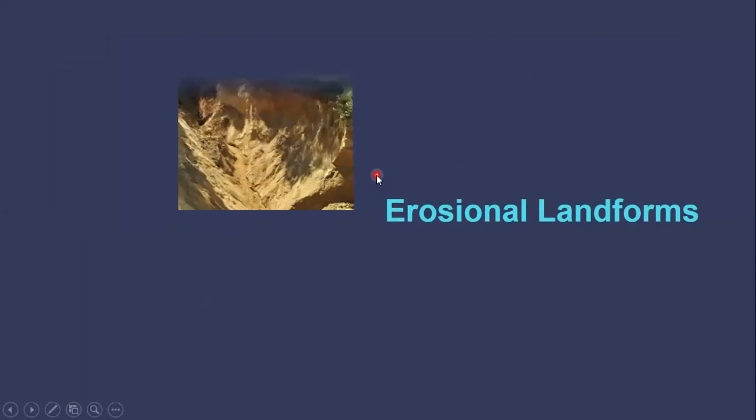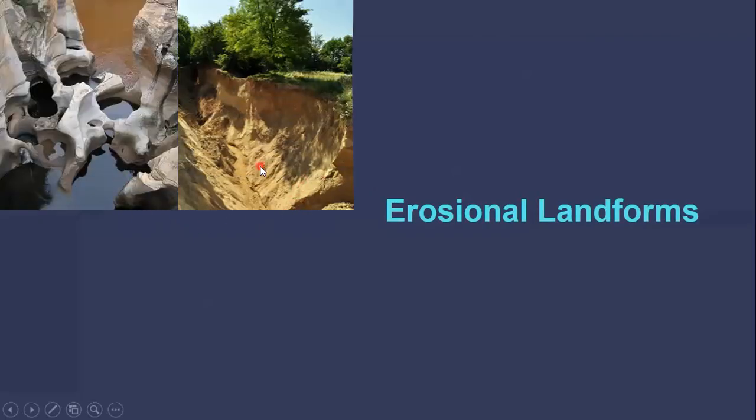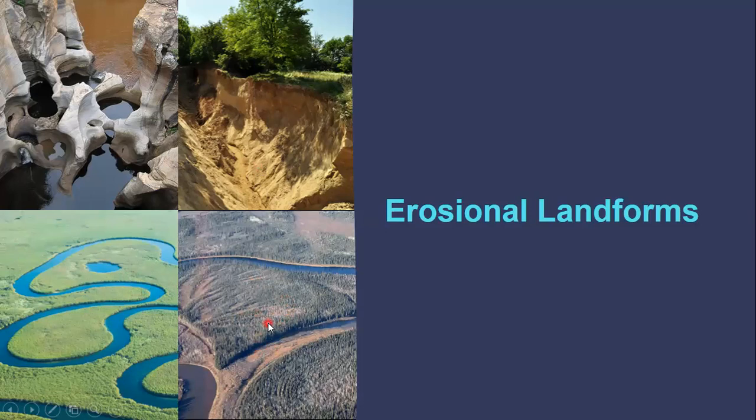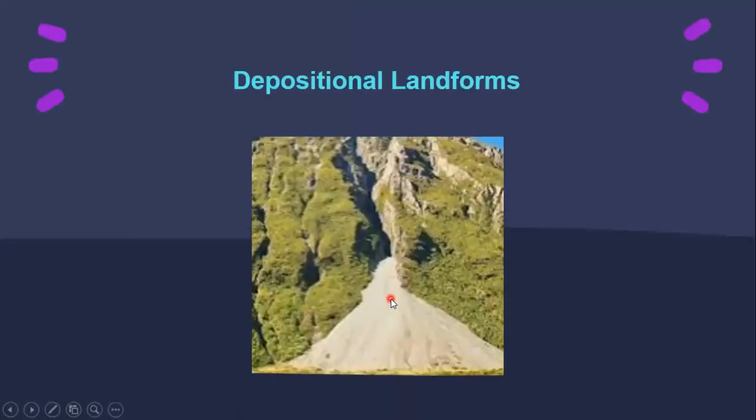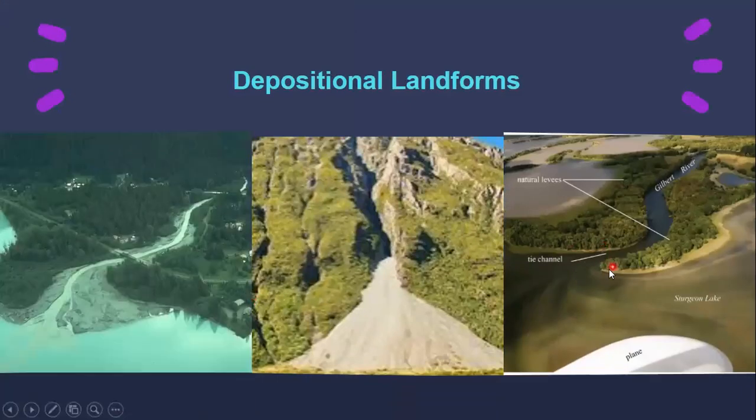So erosional landforms, this one, potholes, rills, meanders, and then I forgot the name of this one, but this is an erosional landform. And then for the depositional, we have alluvial fans and deltas, natural levees, this one, and your deltas.